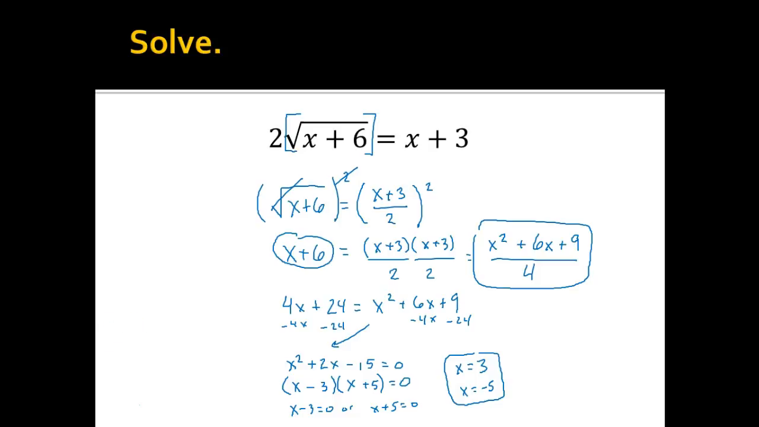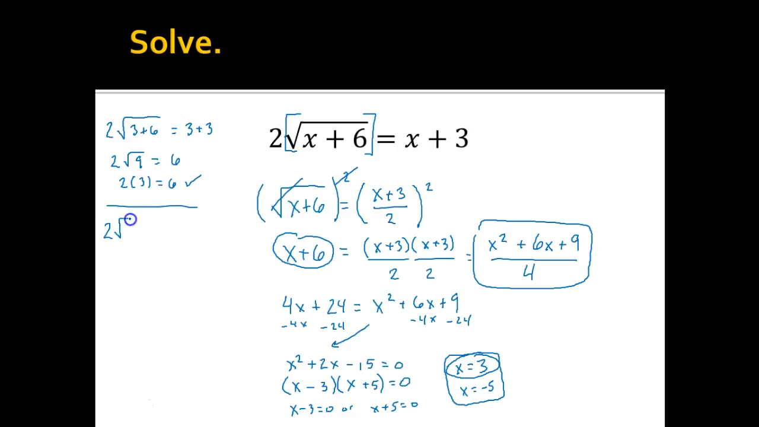So I'm going to go over here on the left side, and I'm going to take my original equation, 2 square root x plus 6 equals x plus 3, and I'll start with the first answer. X is 3, so 2 square root 3 plus 6 equals 3 plus 3. So 3 plus 6 is 9, so 2 times the square root of 9 equals 6. The square root of 9 is 3, so 2 times 3 equals 6, and of course that's true. So that answer worked, and we can keep the x equals 3.